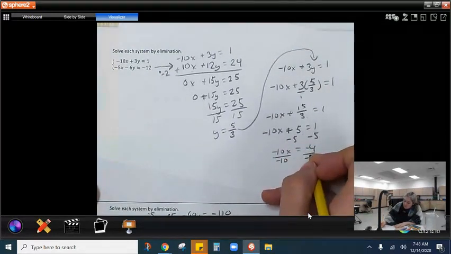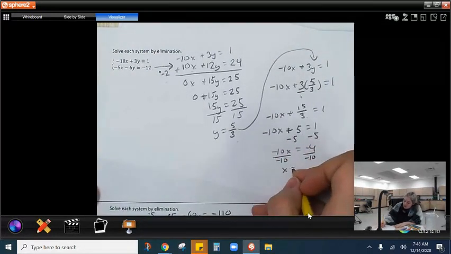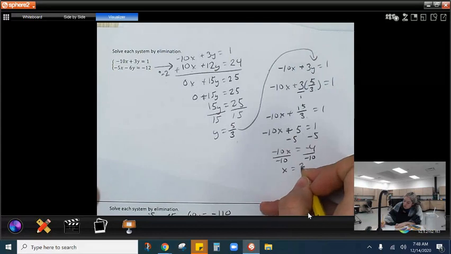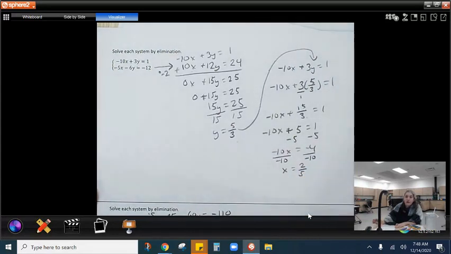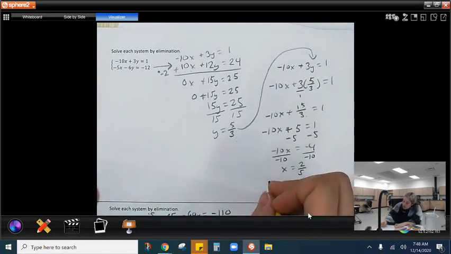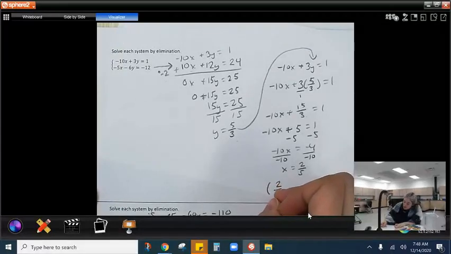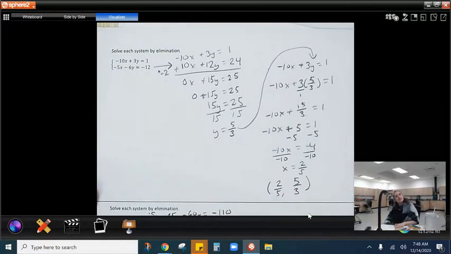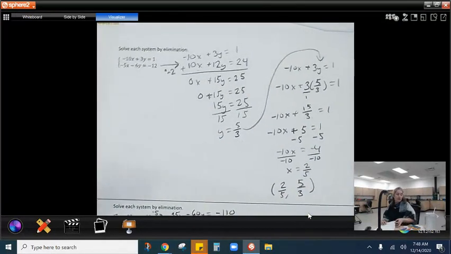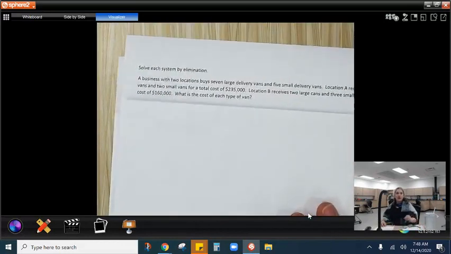I divide by negative 10, and we get x is equal to 2/5, positive 2/5. So that means my final answer is going to be 2/5, 5/3. And yes, you should check it. I'm not going to, though, for the sake of time. So let's take a look at items.